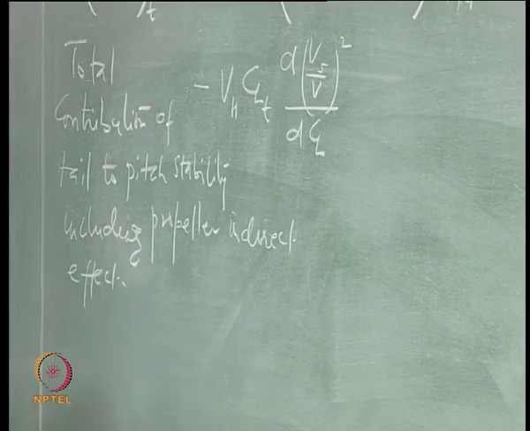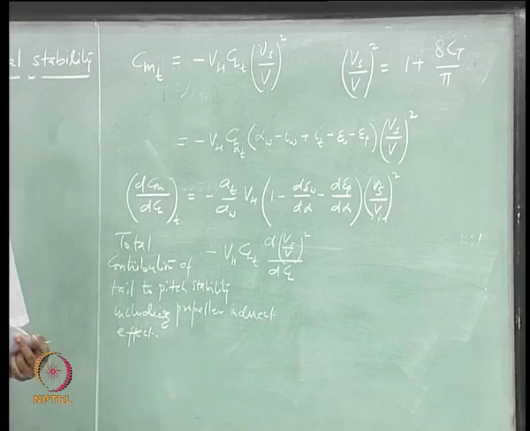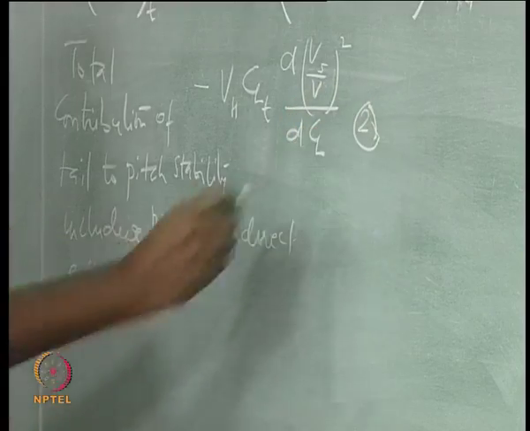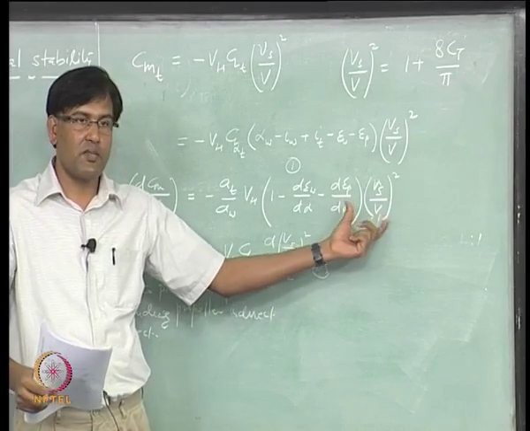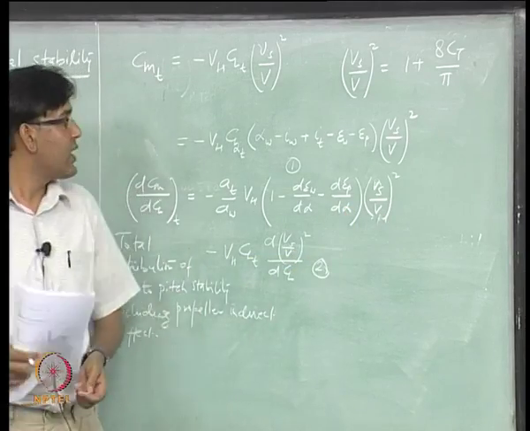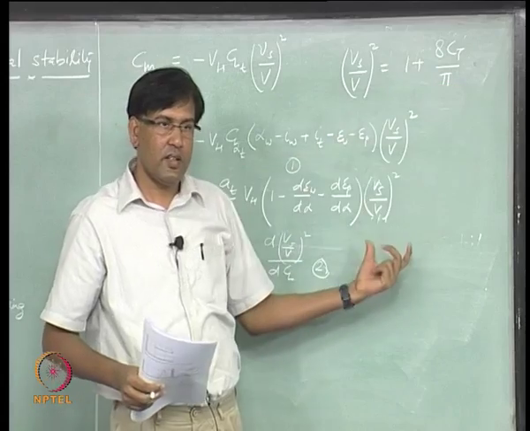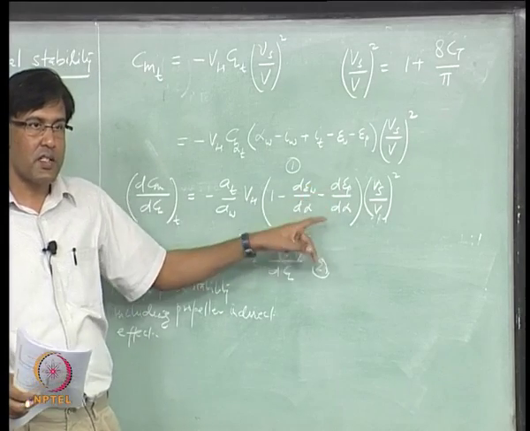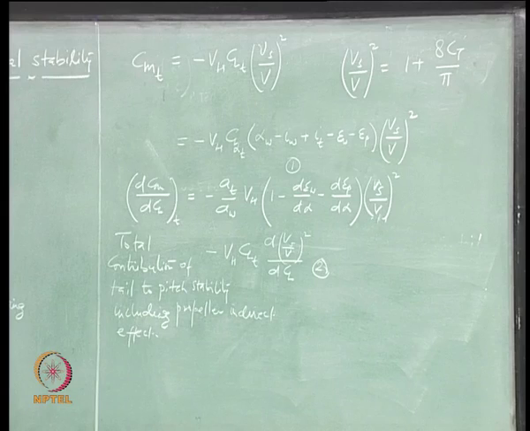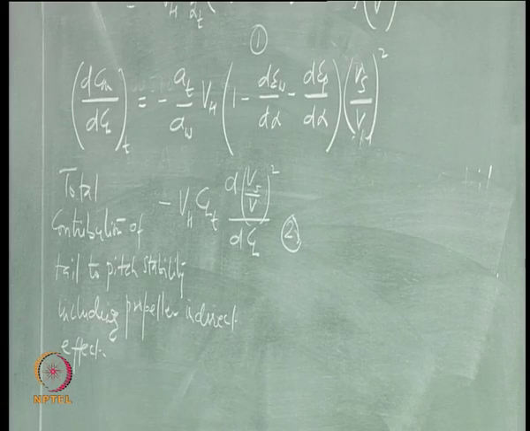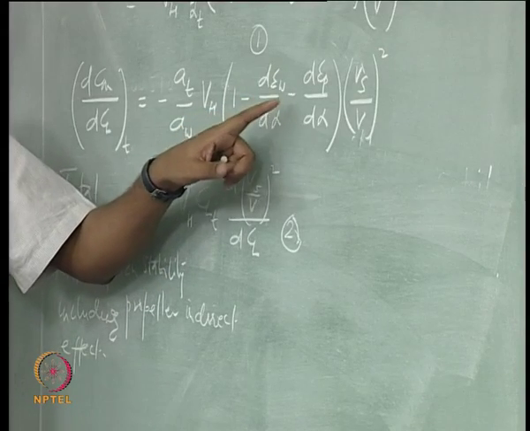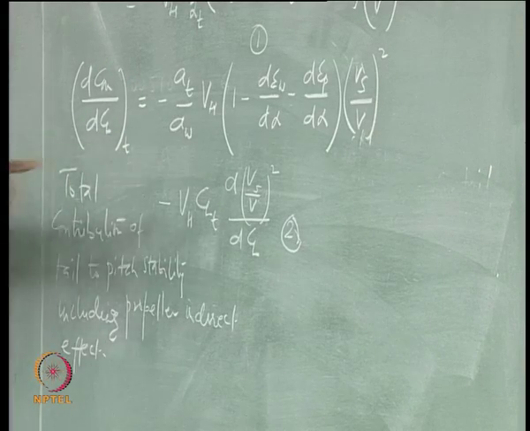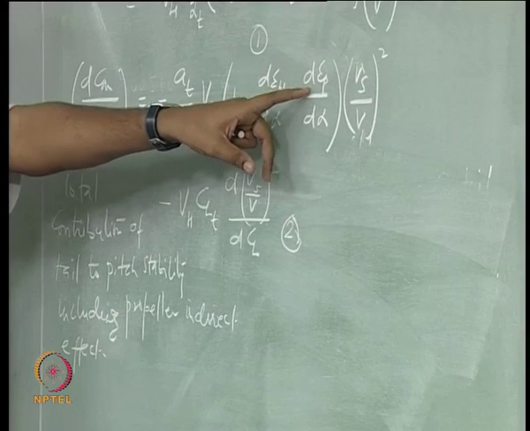Propeller indirect effect. So what do you think this effect is, stabilizing or destabilizing? Now we are talking about two terms. Clearly this is greater than 1 when the propeller is running, 1 plus 8 CT over pi. But if I only want to look at the effect of this downwash angle, what is it? Minus into minus, plus. So it is going to have a destabilizing effect, if I only look at the effect of the downwash because of the propeller.